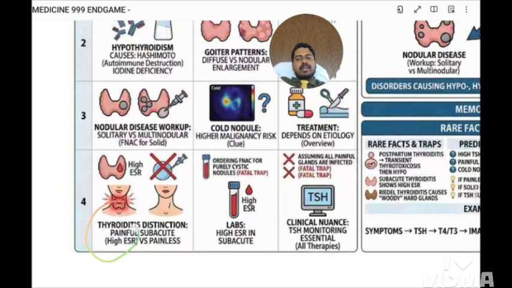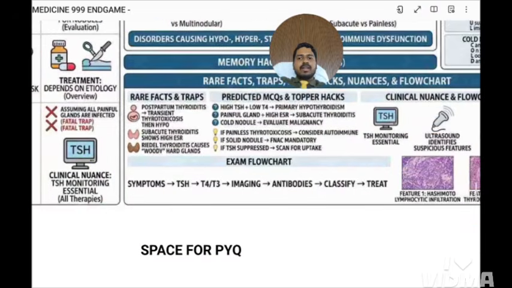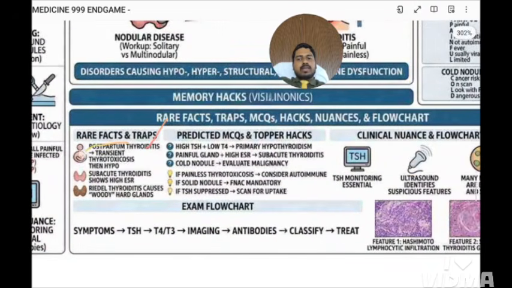In thyroiditis there will be painful thyroiditis, and it will be associated with high ESR because of some viral infection, post-viral. High ESR occurs in subacute. TSH monitoring is essential in all types of thyroid disease. Next, postpartum thyroiditis occurs, which is a transient thyrotoxicosis. Initially there will be hypothyroidism, then there will be hyperthyroidism. So this is postpartum. Then there is subacute thyroiditis, which is mainly post-viral, and it shows high ESR. And then there is something known as Riedel thyroiditis, in which you get a woody hard thyroid gland.